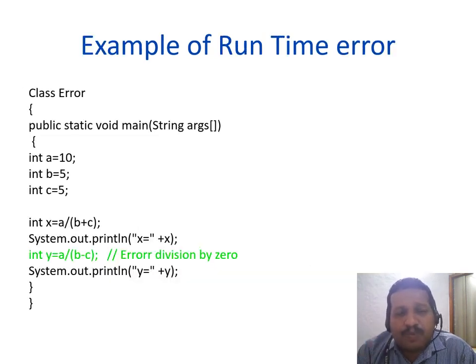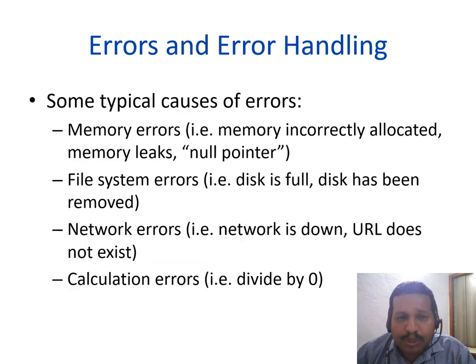This is an example of a runtime error. See here in this program, y is equal to a by b minus c. Here the value for b and c is 5. So 5 minus 5 is 0. A number divided by 0 is infinity, which is an error. When you run this program, you will get this runtime error and you will not continue with the next statement. Your program will be stuck there. So you have to identify that error and debug it.